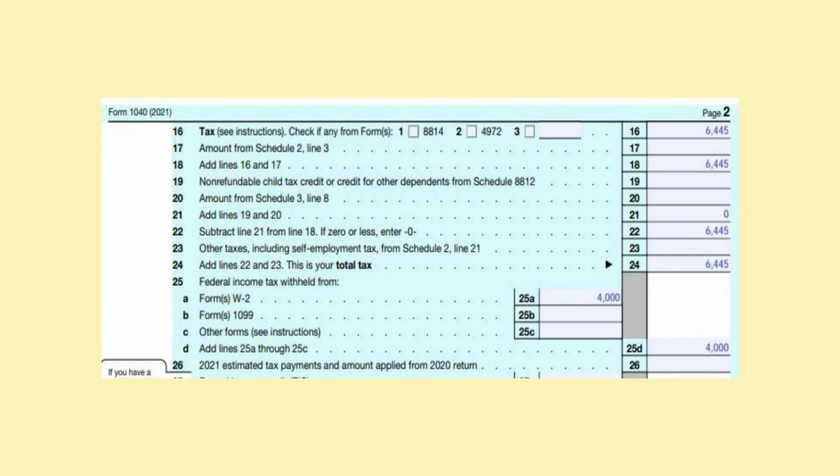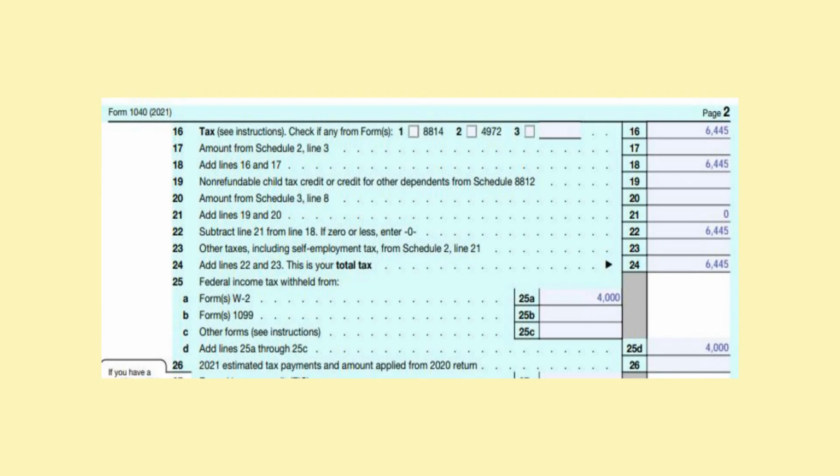Line 21 will be 0, and line 22 will be $6,445. Line 23 will be 0, as you don't have any other taxes. The most common one of the other taxes is self-employment tax, which is when you have Schedule C income because you own your own business. Your total tax on line 24 will be $6,445.